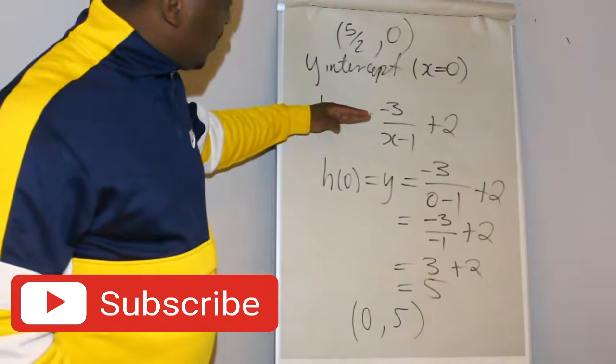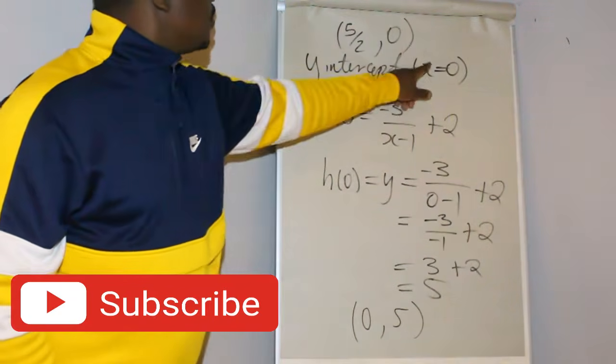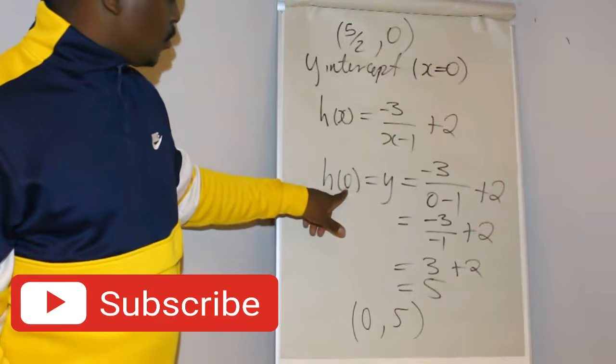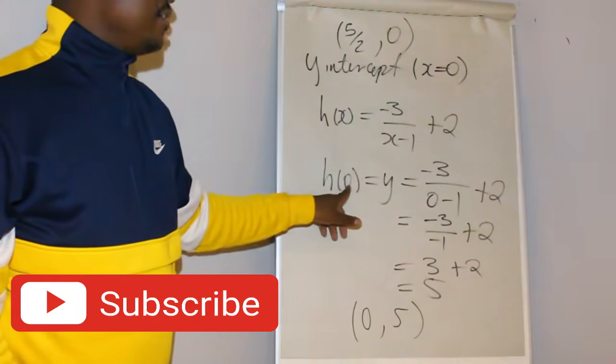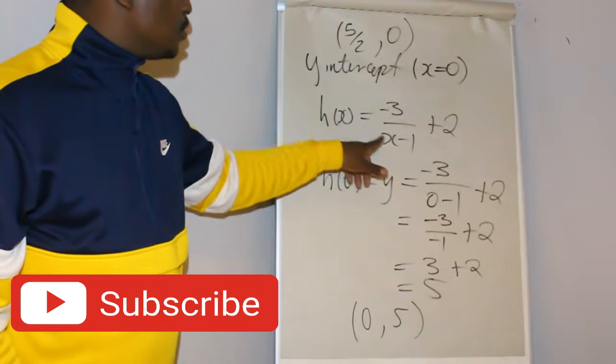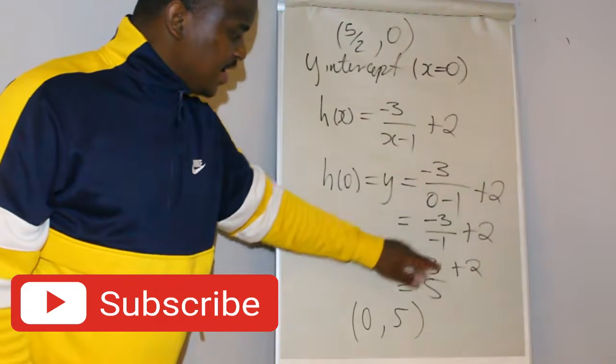So what I did from this step here, you say you know your x is equal to 0, then you substitute x equal to 0 into your function, and that's how you get your y, because this is your y value at that point. Then you punch this on your calculator, or simplify it, and it will become 5.